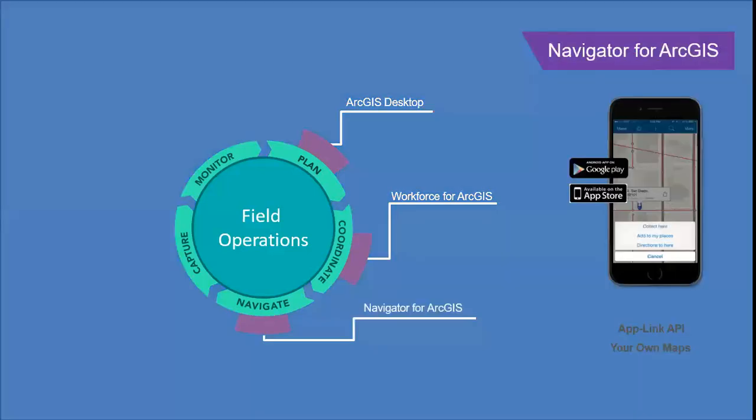After you've planned and coordinated the assignment, the next thing you need to do is to get to the field to collect the data. And our field app for mobilizing into the field is Navigator for ArcGIS. And it's really an app to help people get into places. It's a routing app.